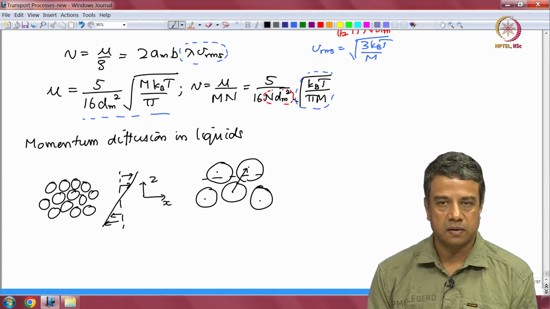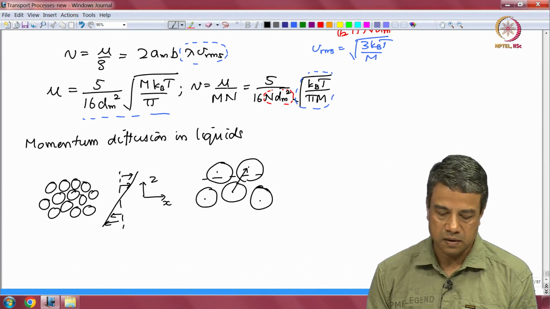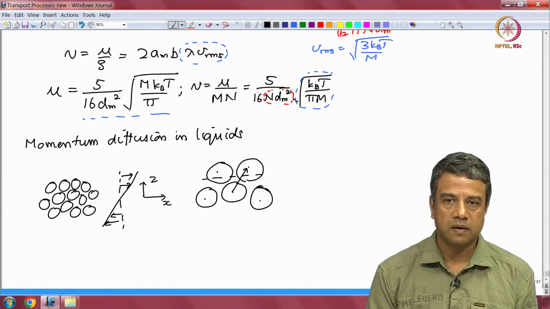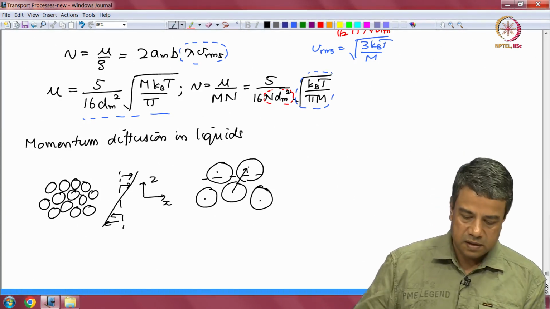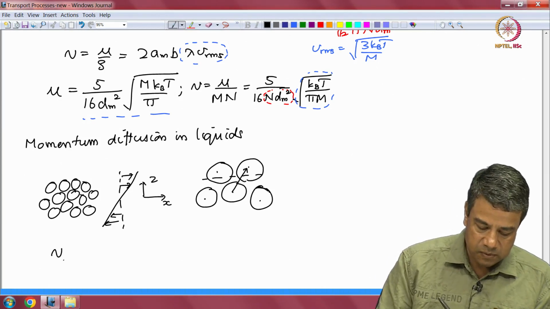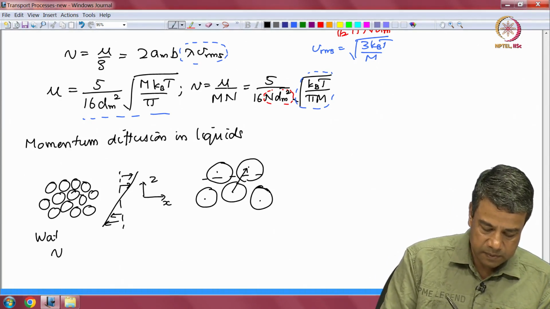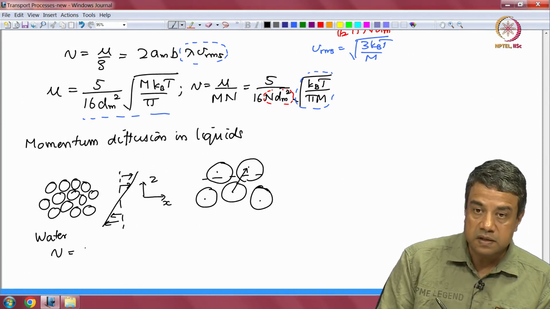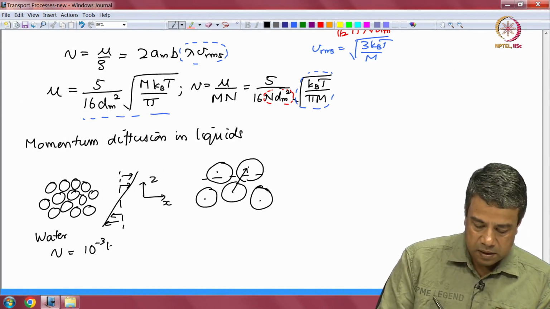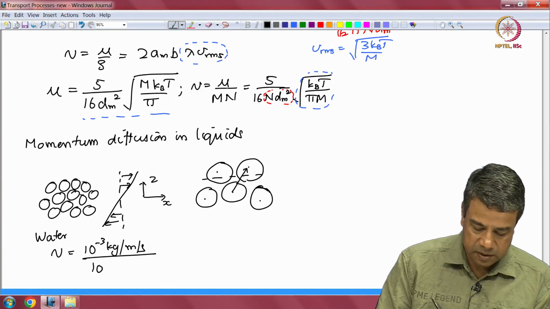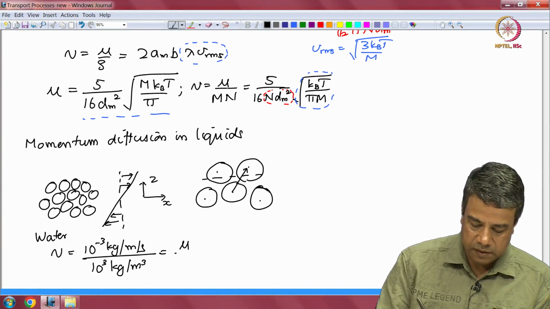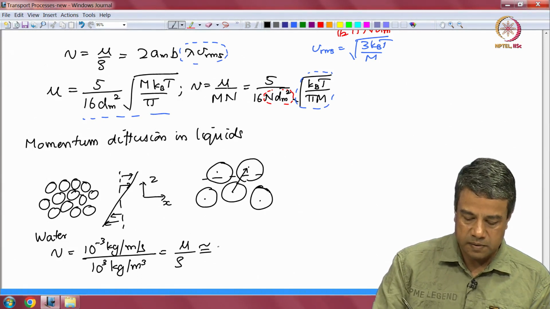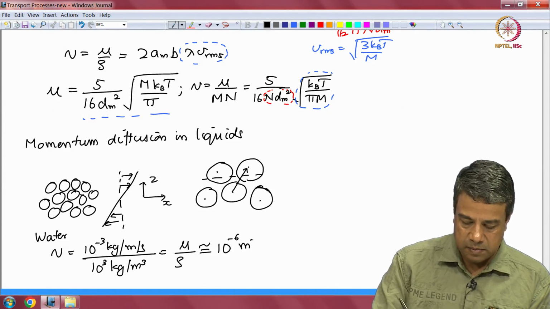It is sufficient for a molecule on one side of the surface to exert a force on the molecule on the other side of the surface. Therefore, momentum transport is a very fast process in liquids. And because of this, the kinematic viscosity in water, for example, nu, is equal to the viscosity, about 10 power minus 3 kg per meter per second, divided by the density, which is 10 power 3 kg per meter cube. This is approximately 10 power minus 6 meter square per second.